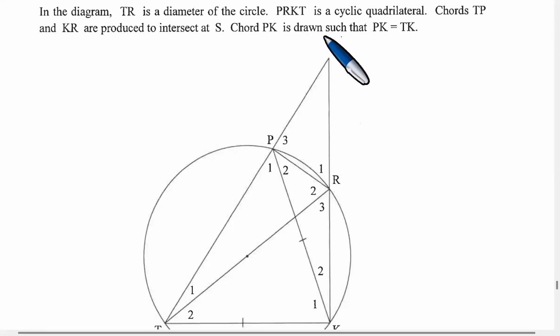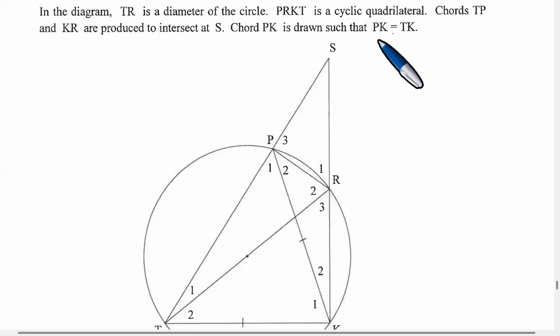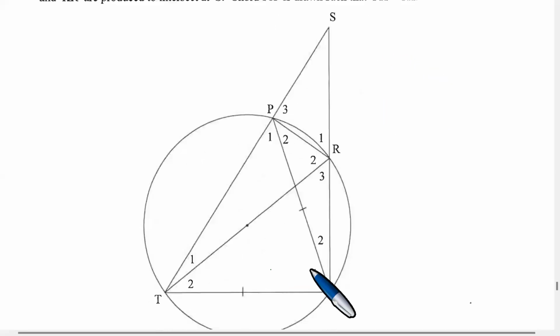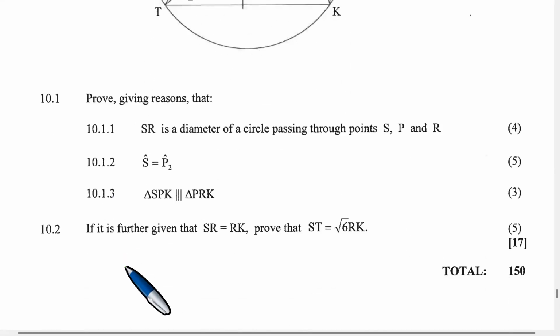Chord PK is drawn such that PK is equal to TK. They're equal. Proof, giving reasons. This is the last question in the exam. Prove that SR is the diameter of a circle passing through points S, P, and R.